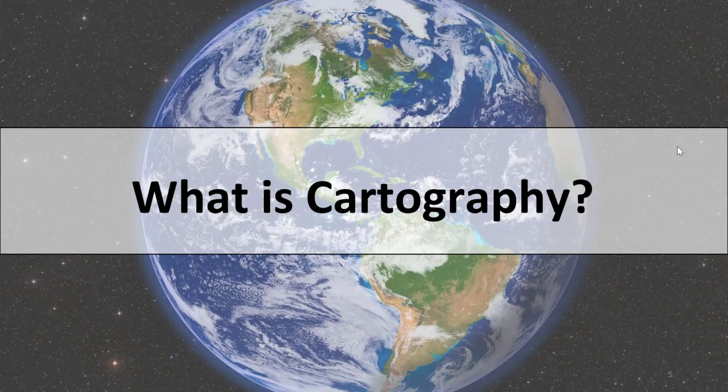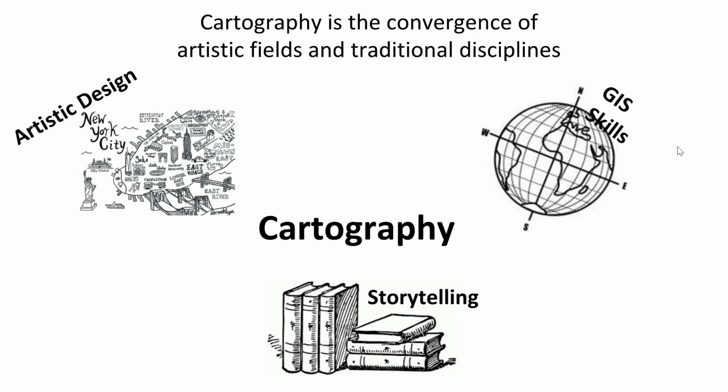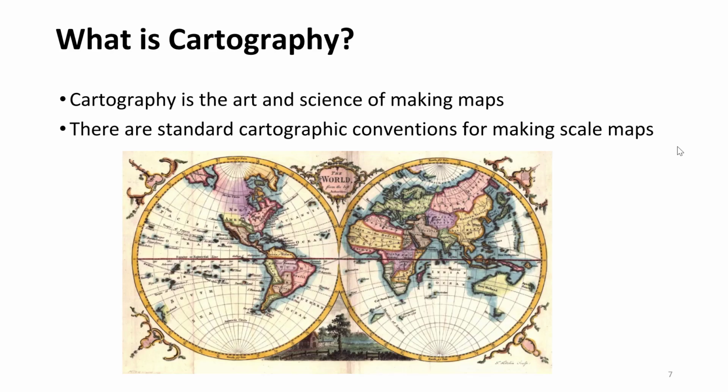So our big question today, what is cartography? Cartography is a convergence of artistic fields and traditional disciplines. So on one hand, we have this artistic design, and on the other hand, you have GIS skills. And then thirdly, you have this other part of cartography, which is storytelling. What do we want our map to tell people? So cartography is the art and science of making maps. And there are standard cartographic conventions for making scale maps. And these are the conventions that we're going to discuss today.